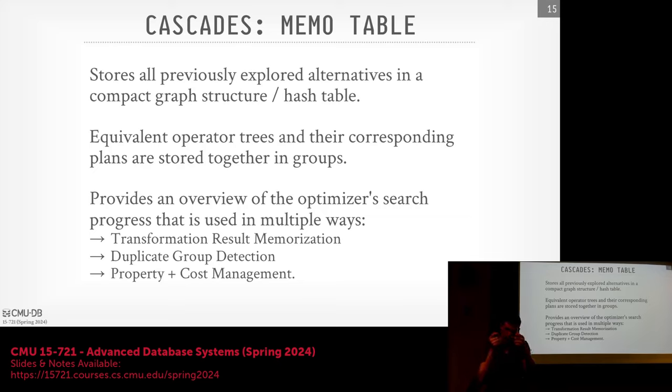Calcite is an interesting beast because they have connectors to be able to run queries and things like that. It's more than just a query optimizer, but most people use it for the SQL parser and the query optimizer. It comes with a bunch of existing rules, but if you want to extend it to whatever system you want to support, you can define through their Java code the rules you want to transform things, how to do cost model estimates, and so forth.